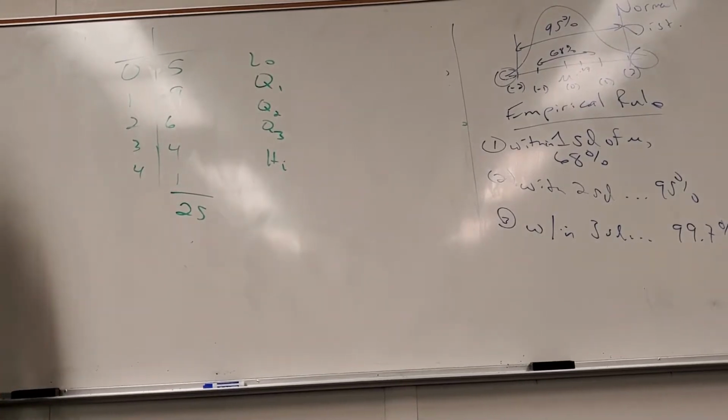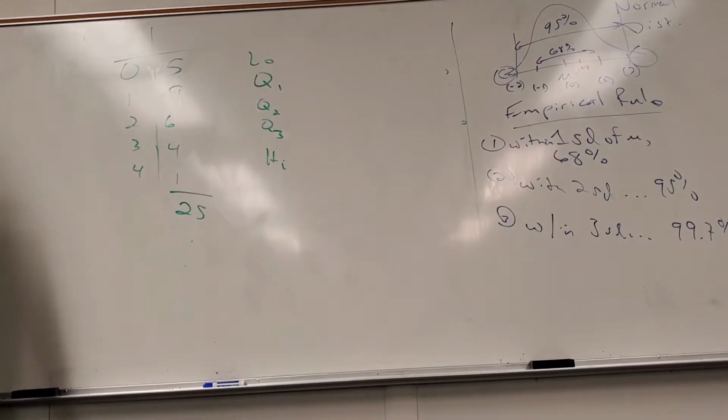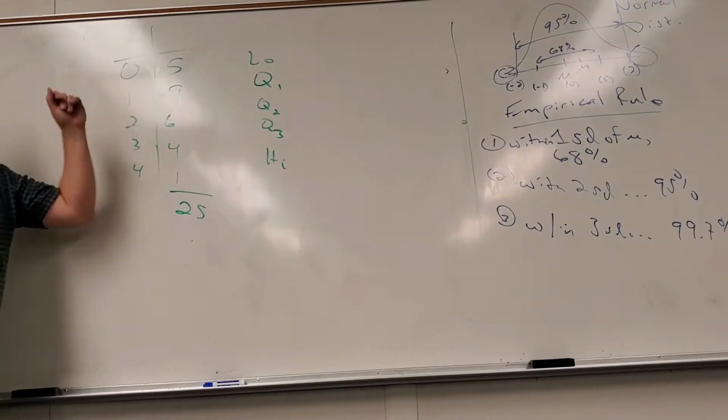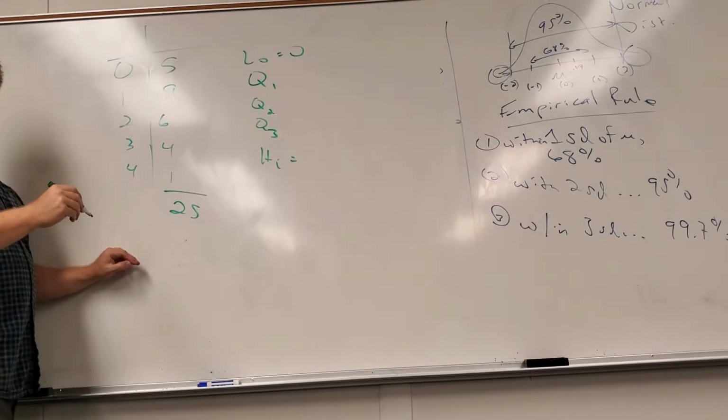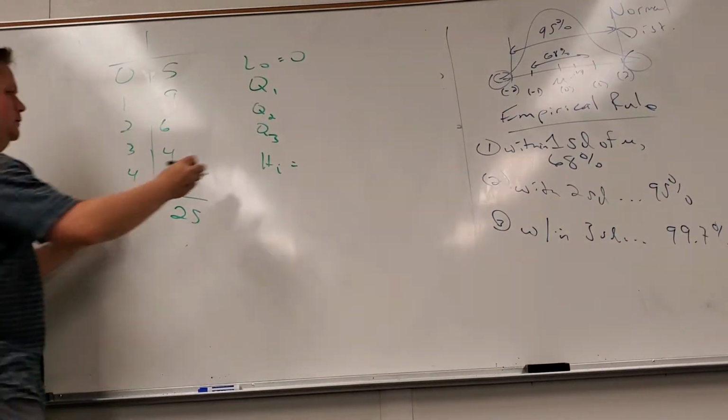What's the lowest data point? 0. There were 5 zeros, right? So the lowest data point is 0. What's the highest data point? 4, right? I didn't leave anybody out.